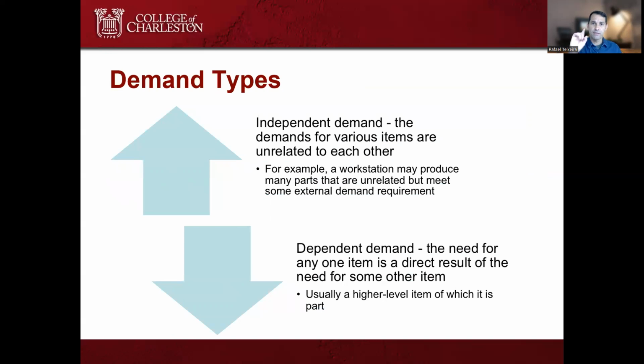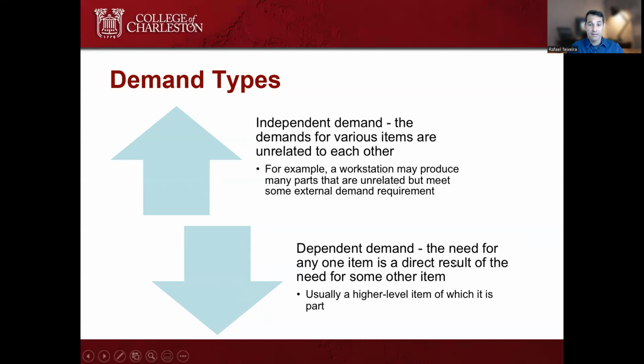Finally, I think that this is the last slide for this video. We have two demand types. We have independent demand. This demand is the demand for various items that are unrelated to each other. For example, a workstation may produce many parts that are unrelated but meet some external demand requirement. A workstation is a station within the manufacturing plant with people producing parts, components. So this workstation may produce these parts that are not related, but maybe is related to an external demand.